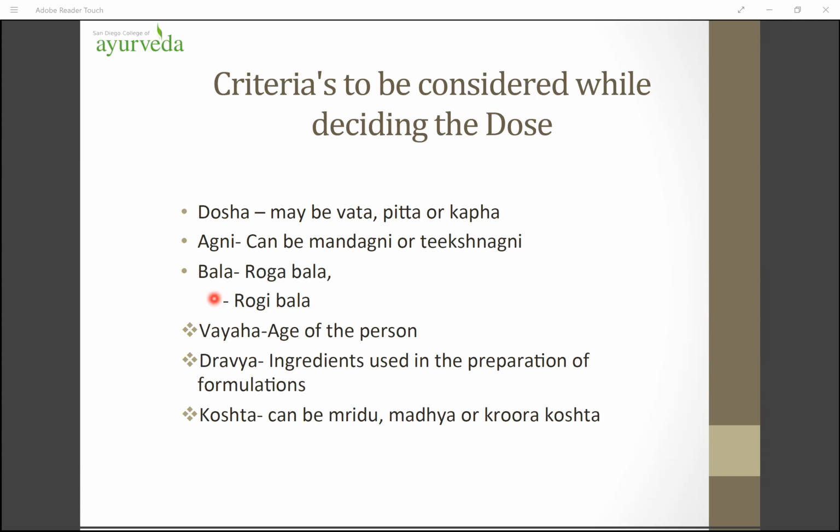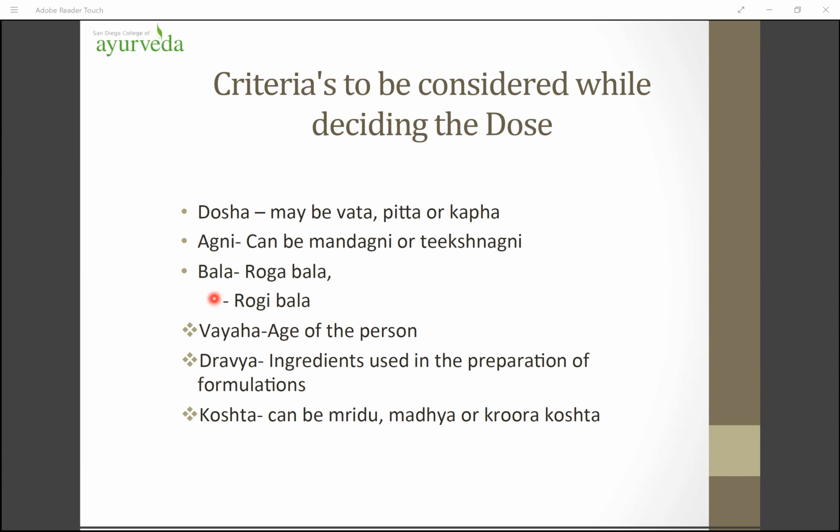So the first step before you administer a medicine and decide the dosage is to understand the bala of the rogi and the roga, to see if the disease is actually a strong disease which needs high dosages of medicine, and whether the patient is exaggerating the symptoms or telling you the truth.